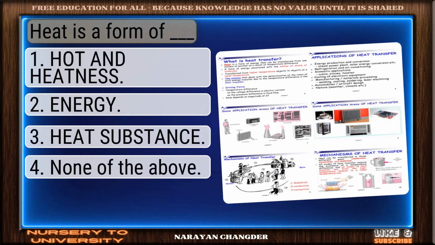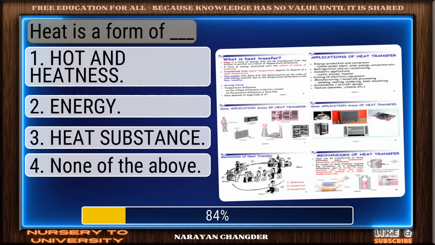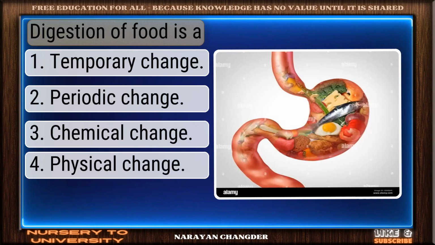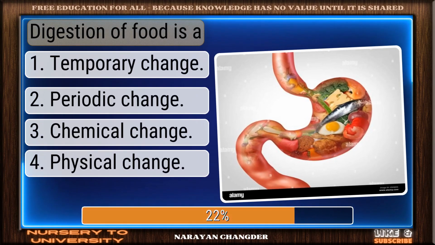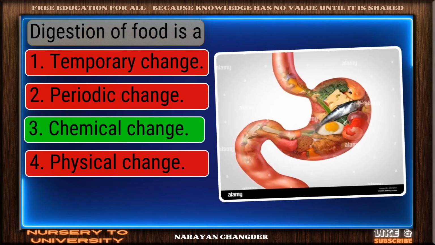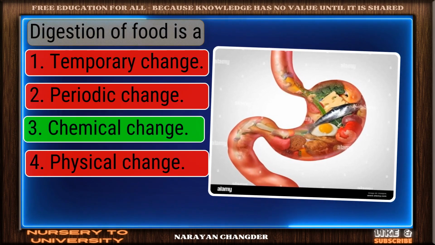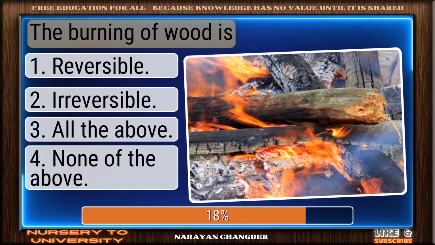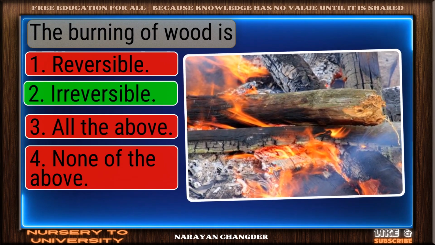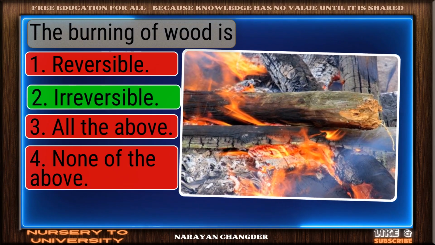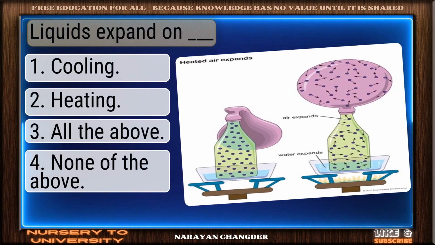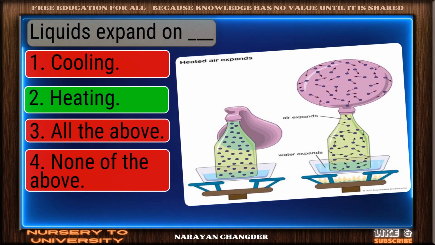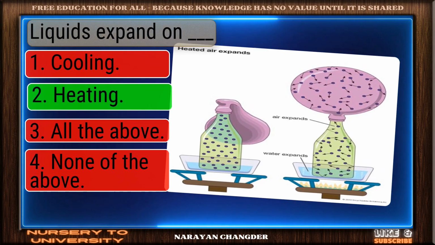Heat is a form of dash. Sharp thinking. Energy is the right choice. Digestion of food is a. Well picked. Chemical change is the correct answer. The burning of wood is. Perfect. Irreversible is the correct choice. Liquids expand on dash. Right again. Heating is a valid answer.